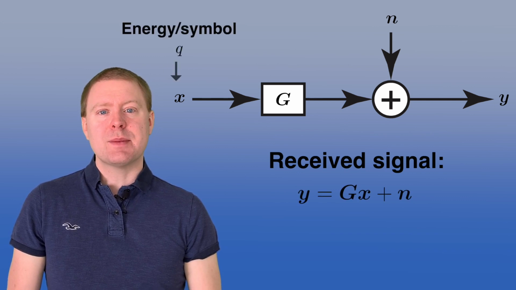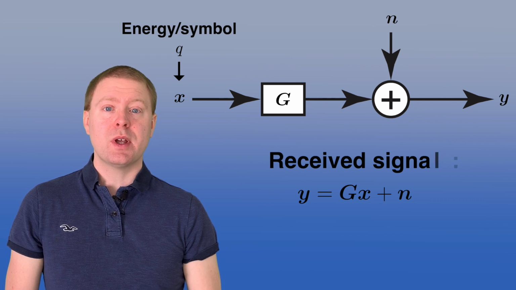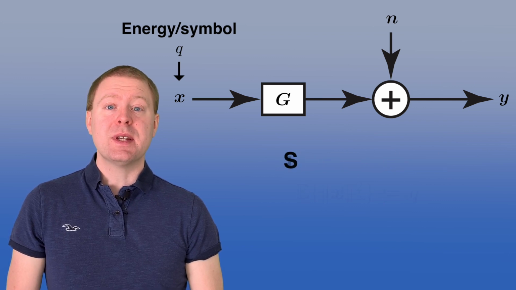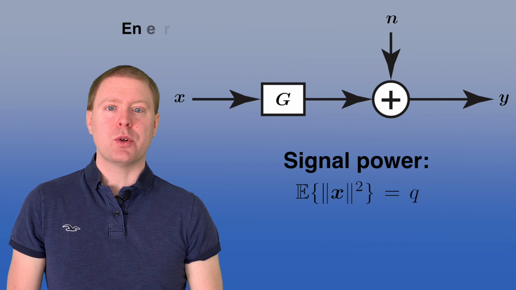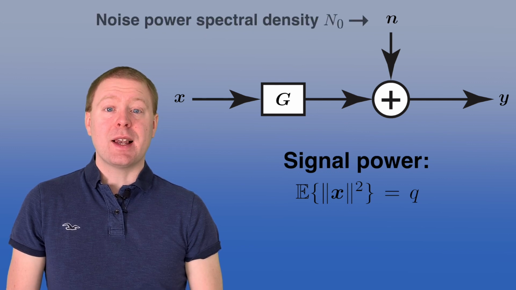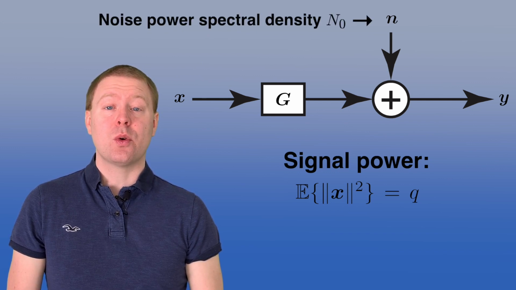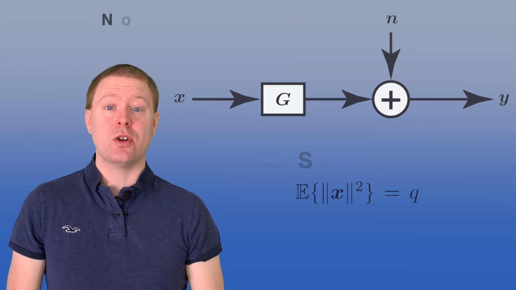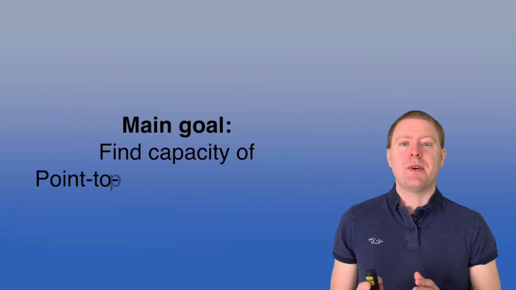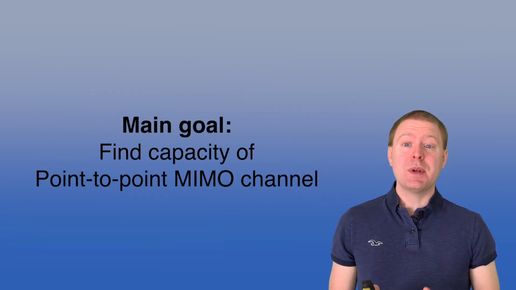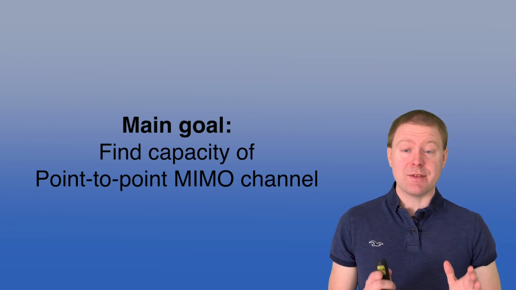The total transmit power is still equal to Q in energy per symbol, so that means that the square norm of X should be equal to Q. And each of the elements in the noise vector N have a noise power spectral density of N naught. Our goal is to find the capacity of this MIMO channel, and then we need to select how the transmitter and the receiver are working.